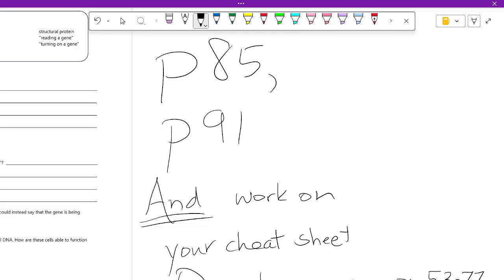Okay, so if you did not finish page 85, you can work on page 85. If you did finish it, you can work on 91. You might need to do a little reading. And you can work on your cheat sheet. Tomorrow there are quizzes on pages 52 to 77.